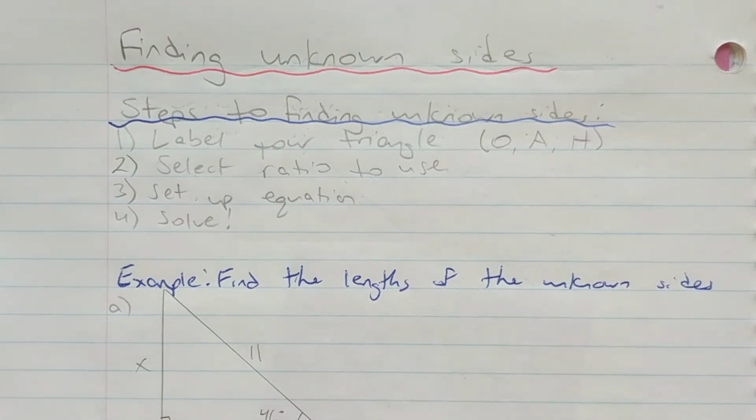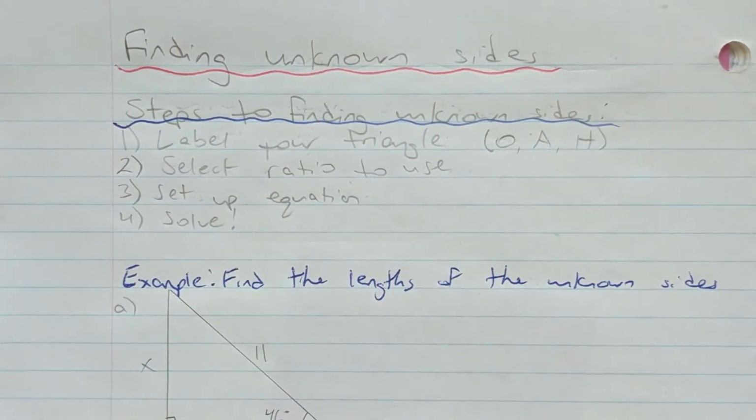Everyone, this is part one of a two-part lesson. Now that you have been introduced to some trigonometry and the trigonometric ratios, we're going to start to use that information, and in this video we're going to find unknown sides. In our next video we are going to be finding some unknown angles.